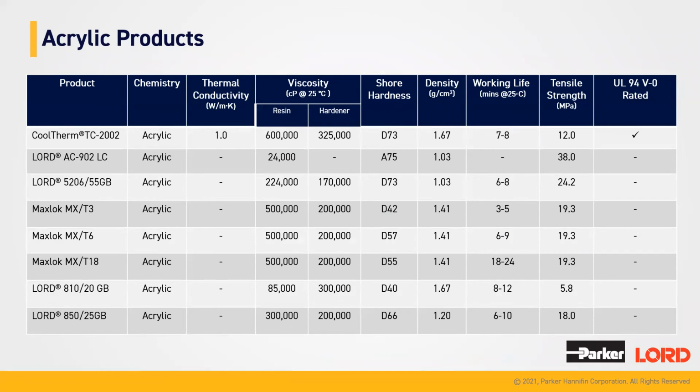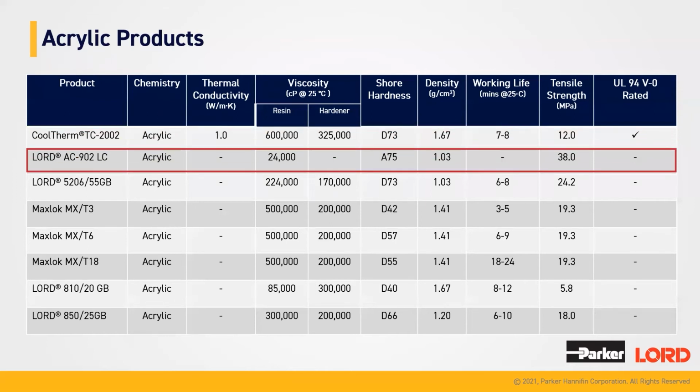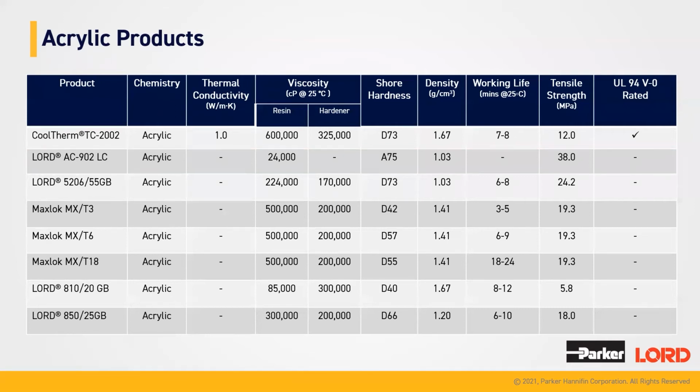This is just a high level overview of some of the products that I alluded to during this acrylic section. As I said, the Cooltherm TC 2002 is the thermally conductive solution that we do offer that has an acrylic chemistry, so its thermal conductivity is 1 watt per meter Kelvin. And then the UV curable is the AC902LC. So feel free to take a screenshot of this, save it for later, and you can go on lord.com and go to each product's specific technical page, and you can find the technical data sheet and the safety data sheet for more information on these products.